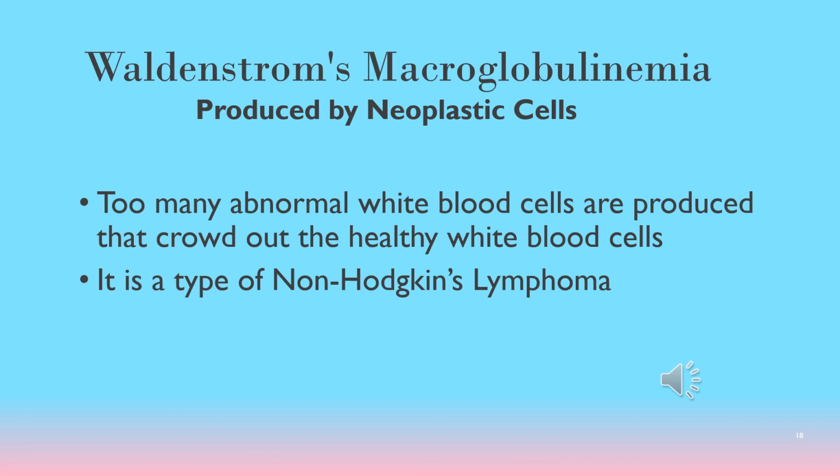Waldenstroms macroglobulinemia. Say that really fast about 10 times and see if you don't stumble on it. It's produced by neoplastic cells as well. There are too many abnormal white blood cells that crowd out the healthy white blood cells. And this is a rare type of non-Hodgkin's lymphoma that results from this light immunoglobulin chain going haywire and making these extra protein deposits.